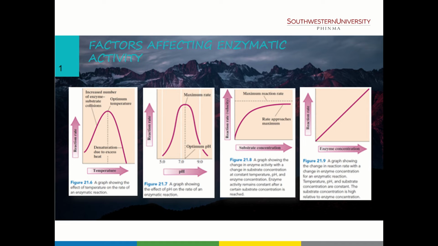For temperature and pH, we have a bell-shaped curve. Why? Because at the optimum temperature or the optimum pH, the enzyme activity is at its maximum rate, since, again, as I have told you, enzymes are very specific. For example, let's take the enzyme amylase. Amylase is very specific with its temperature and pH, in which it can only work at 37 degrees Celsius, or body temperature, which is 35 to 37 degrees Celsius, and a pH of 7.